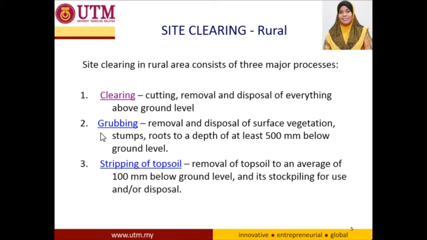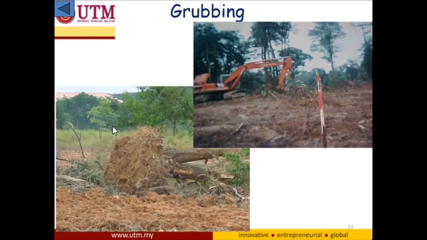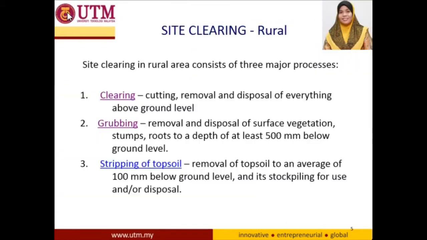Next is the grubbing process, which involves the removal of surface vegetation and underground parts at least 0.5 meter below the ground level. Let's have a look at some related photos. Okay, the photos show the activity of grubbing, which involves the removal of stumps and roots. And finally, the last process involves the stripping of topsoil at an average of 0.1 meter below the ground level.